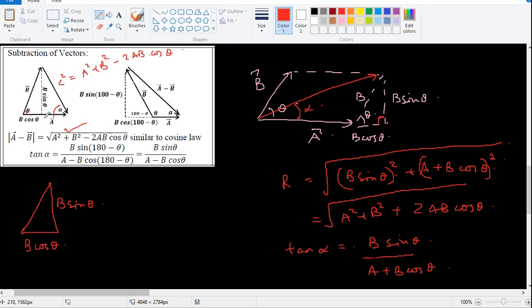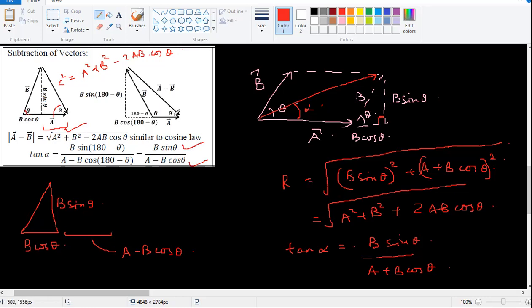So opposite by adjacent. So opposite is B sine theta. Adjacent is this length. The total length is A and this length is B. So that means this length alone will be A minus B cos theta. Anybody not following this? The total length is A. This is B cos theta. If I want only this length, it will be A minus B cos theta. And that's why I got this one.